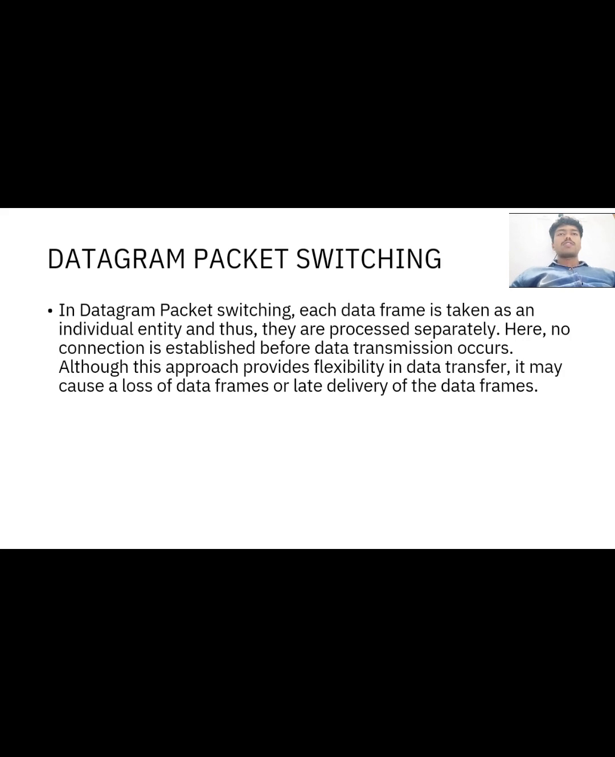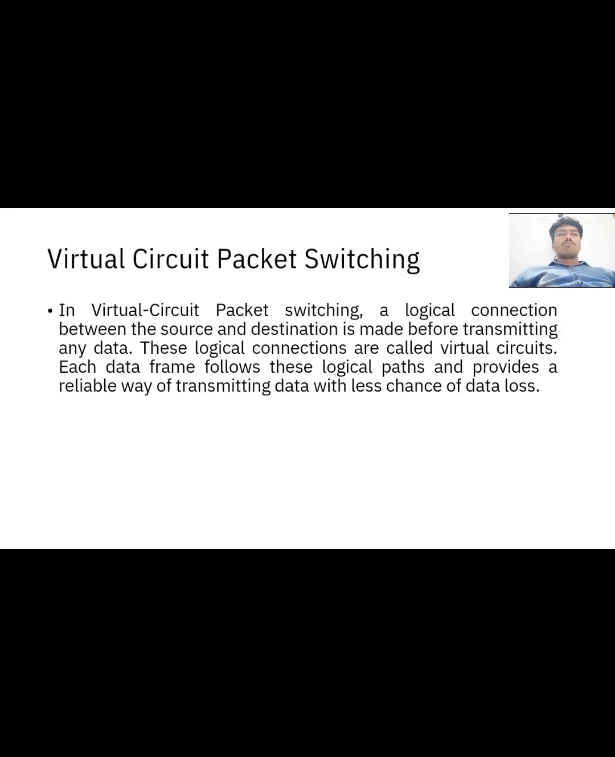Next was virtual circuit packet switching. In virtual circuit packet switching, a logical connection between the source and the destination is made before transmitting any data. These logical connections are called virtual circuits. Each data frame follows these logical paths and provides a reliable way of transmitting data with less chance of data loss.